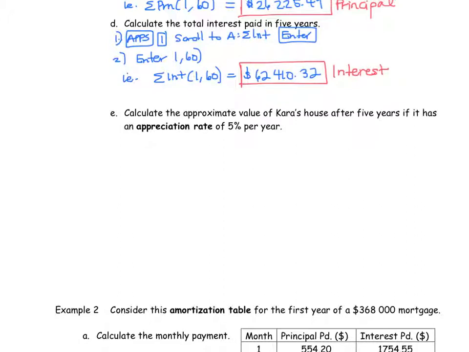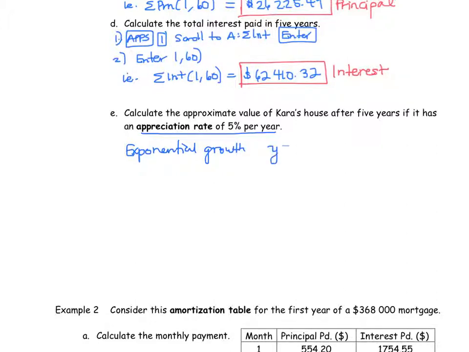So, Part E says calculate the approximate value of Kara's house after 5 years if it has an appreciation rate of 5% per year. So all the while that you're paying down your mortgage, your house is increasing in value, of course, because of inflation, among other things. So this would be an exponential function because it's increasing by a fixed percentage every year, by 5% per year. So this is an example of exponential growth, we'll say.